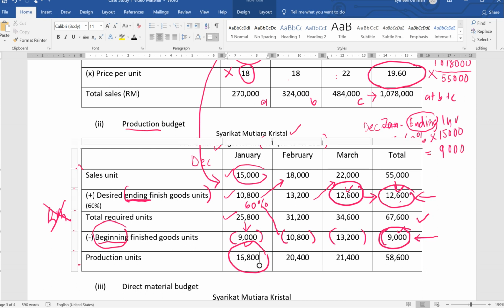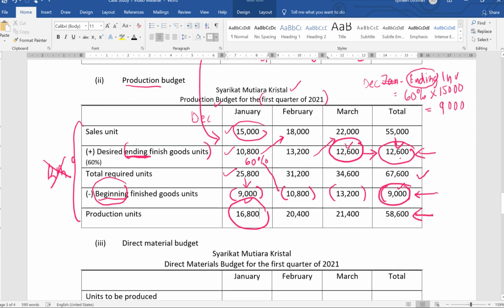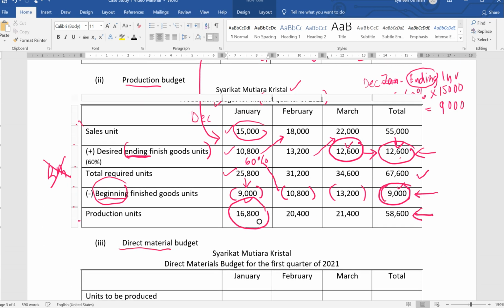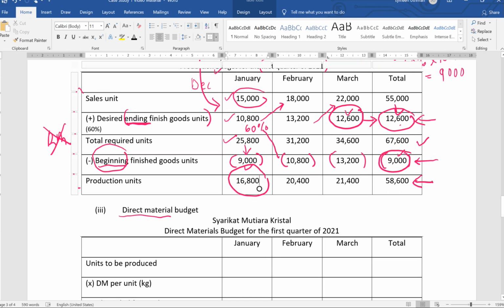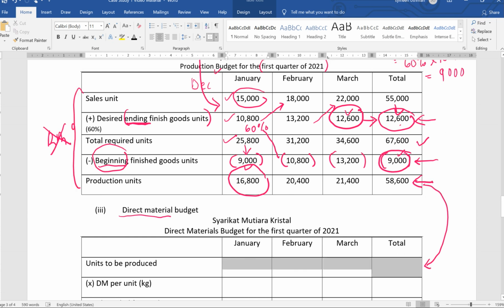Okay, alright. So bila dah tahu berapa unit yang nak dikeluarkan, how many units you need to produce, so we can proceed to direct material. So kita nak beli bahan mentah berdasarkan production unit yang kita nak keluarkan. Okay, so production unit ni kita akan bawa ke sini lah. Okay, so that will be your unit to be produced. Okay, so 16,000, 20,400, 21,400, and the total of 58,600 is taken from your production budget.